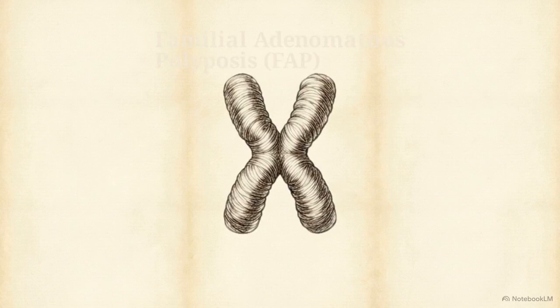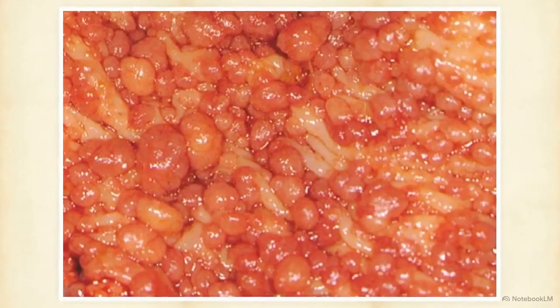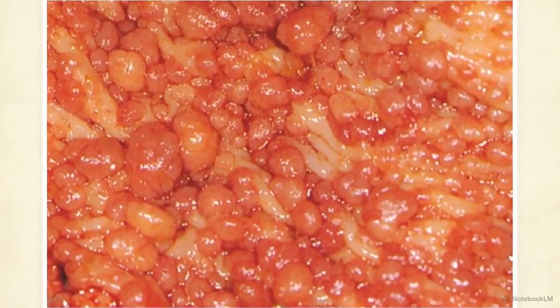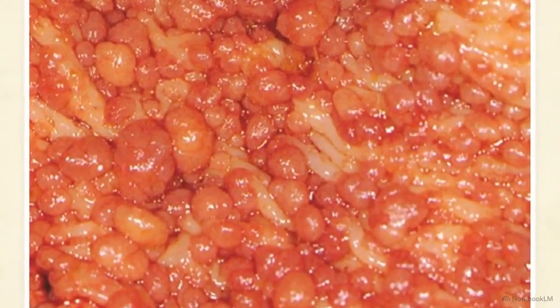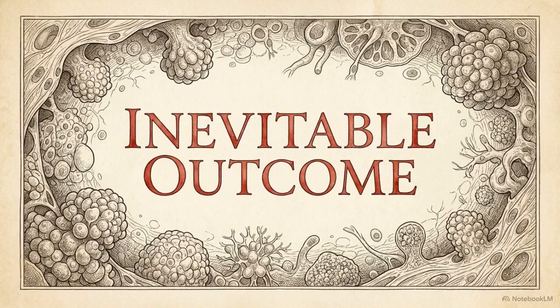This timeline accelerates dramatically in patients with familial adenomatous polyposis, or FAP. FAP is an autosomal dominant condition caused by mutations in the APC gene, located on the long arm of chromosome 5. An APC gene mutation creates an extreme clinical phenotype. Colonoscopy reveals hundreds of adenomas coating the mucosal wall, well over the diagnostic threshold. Without intervention, a patient with FAP has a 100% lifetime risk of developing colorectal cancer.